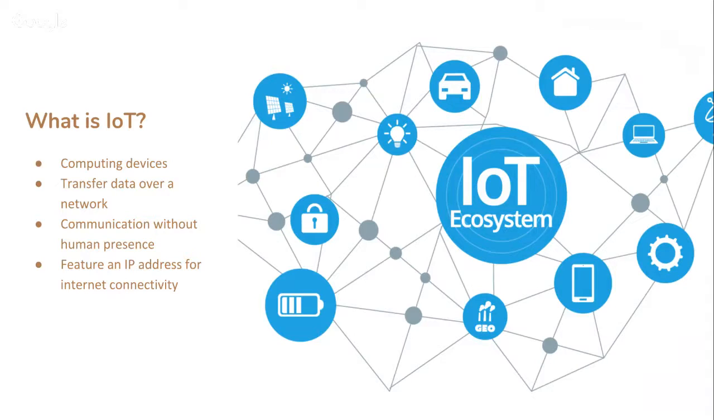By definition, the Internet of Things is a system of interrelated computing devices, mechanical and digital machines, objects, animals, or people that are provided with unique identifiers or UIDs and the ability to transfer data over a network without requiring human to human or human to computer interaction. In other words, it can be any computing device that can transfer data over a network without any human presence and features an IP address or internet connectivity.